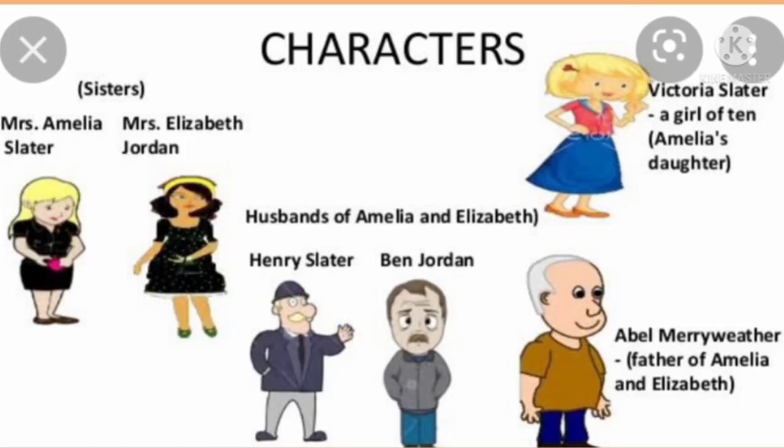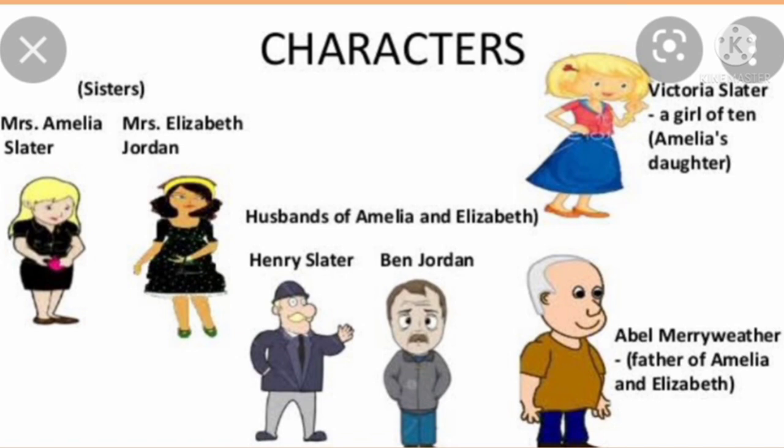Here, Amelia Slater and Elizabeth Jordan are sisters. They are the daughters of Abel Merriweather. Henry Slater and Ben Jordan are co-sons-in-law. That means Henry Slater married Amelia, Ben Jordan married Elizabeth. So, these people are called in Telugu Todallullu.